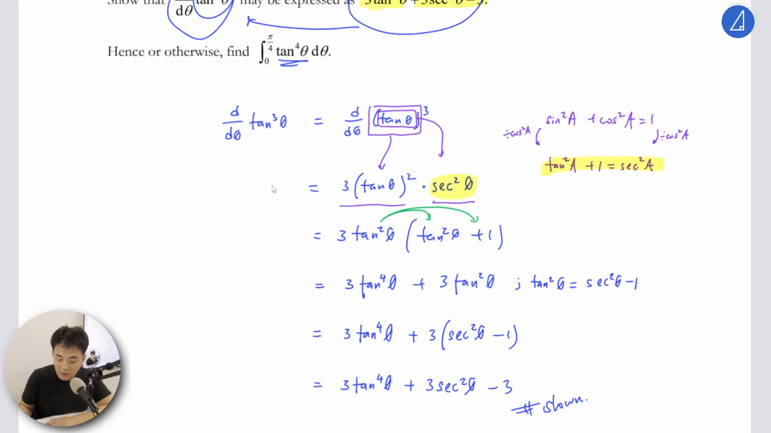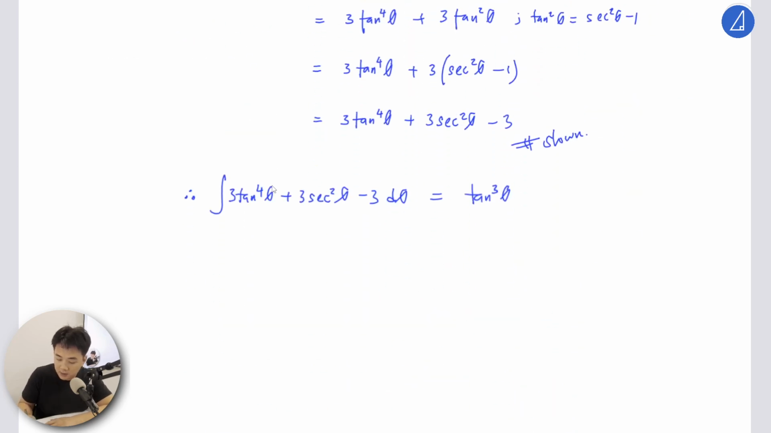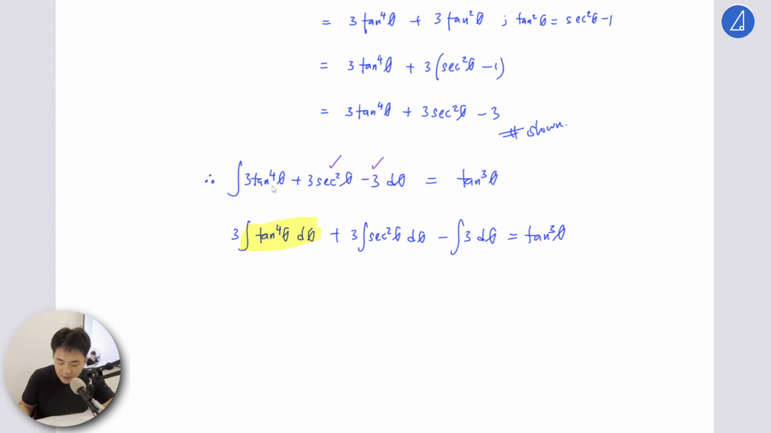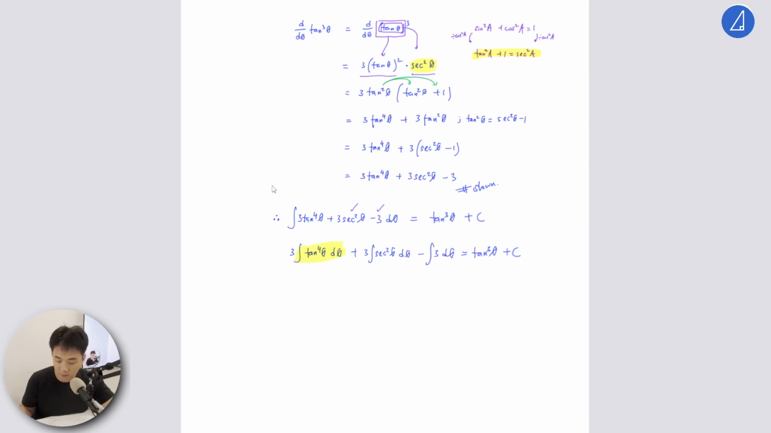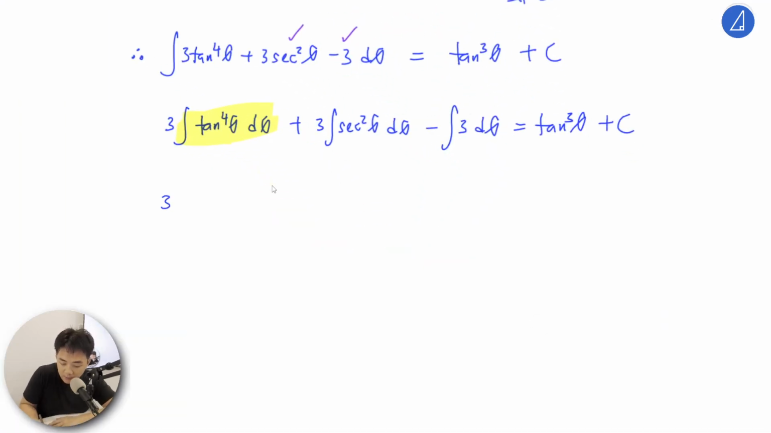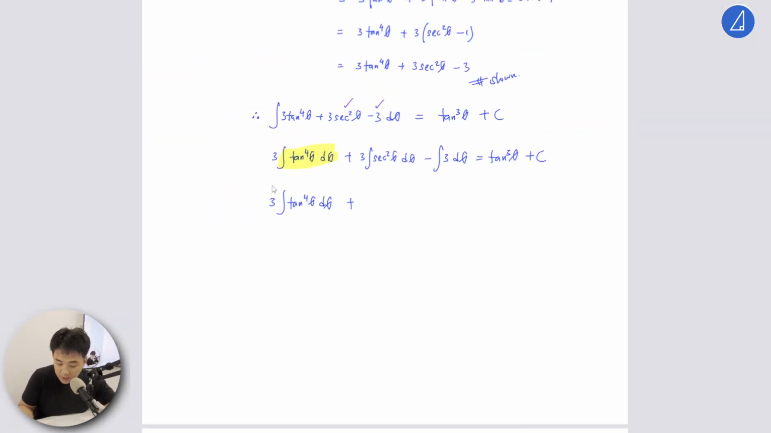Then we need this from 0 to pi over 4, but let's look at, okay, we can integrate this guy, not an issue. Integrating secant square is tangent. This we can integrate as well. So I'm going to just write everything out. This integral is what we want to find, not an issue. You can write a plus c here. I'll just write a plus c at the end here. So this case will be 3 tangent to the power of 4 theta d theta. This is what we want to find. This integral is what we need to find.